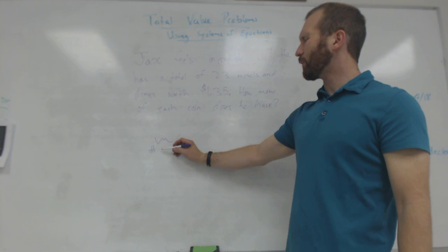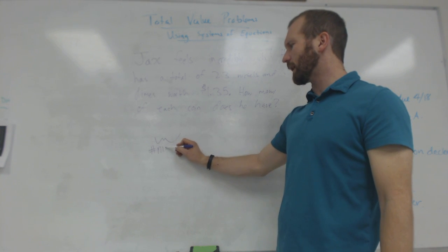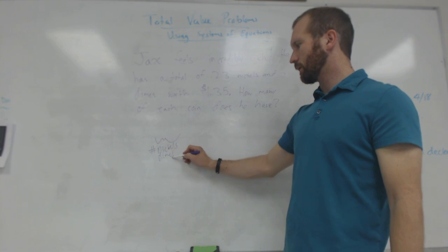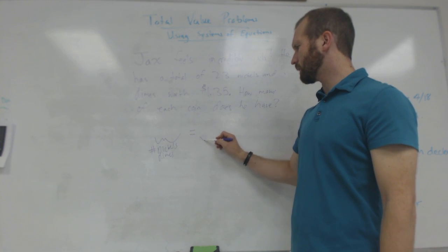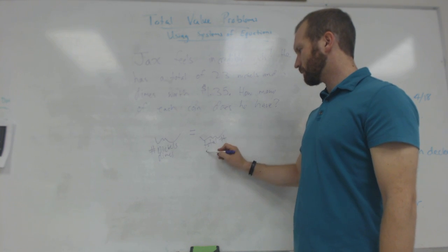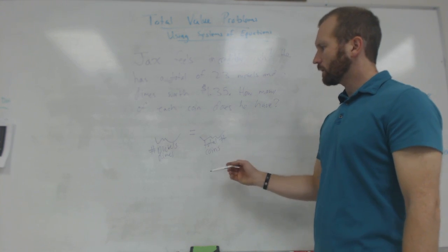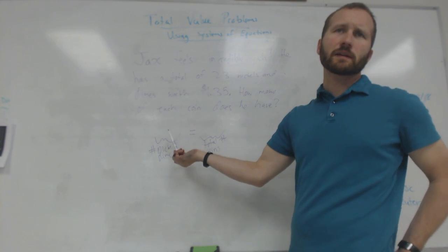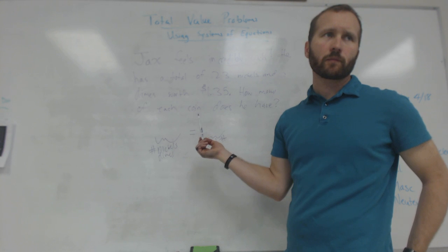So I want to write an equation that says the number of nickels and dimes equals the total number of coins. So what is the number of nickels and dimes? How do I write that? It's always going to be the same in every problem with nickels and dimes.